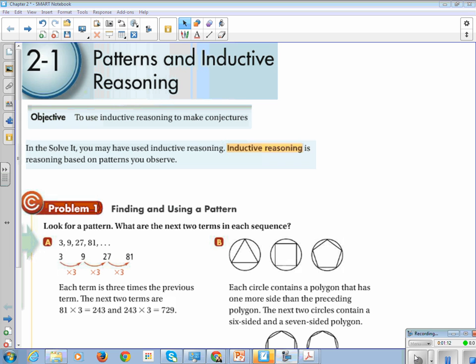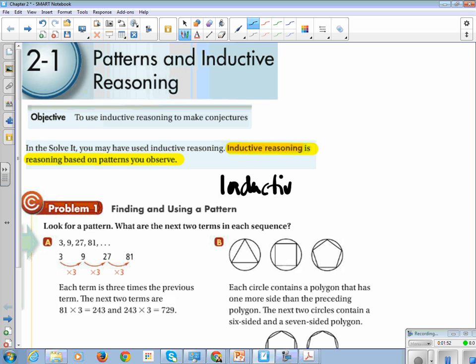All right, so inductive reasoning is reasoning based on patterns you observe. So if we look at problem number one, we're going to use inductive reasoning. What I want you to do right now, right underneath on your page, is write: inductive equals pattern / observation, or observe, if I don't have enough room. Because these two keywords, pattern or observation or observe, should clue you into inductive.